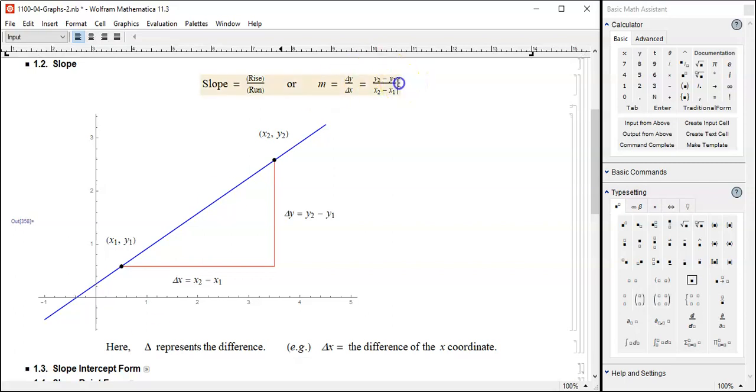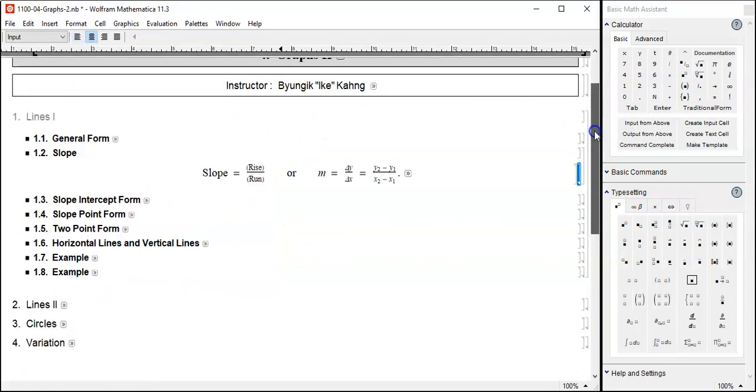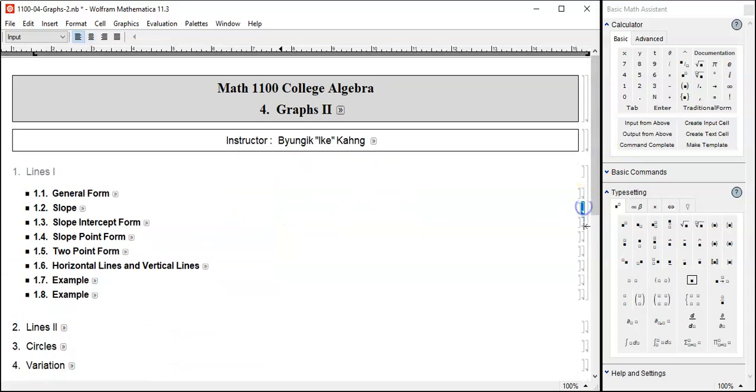So what do we have here? Delta y over delta x, the difference of y-coordinate, y2 minus y1, over difference of x-coordinate, x2 minus x1. And that represents the slope. The same thing, rise over run. Remember these delta symbols for calculus later on.